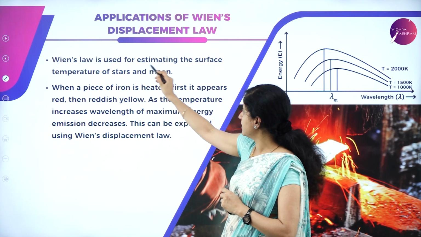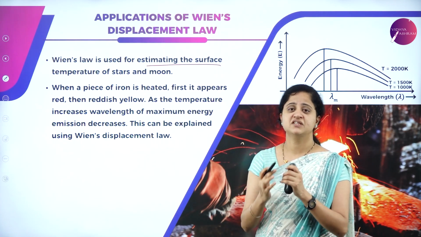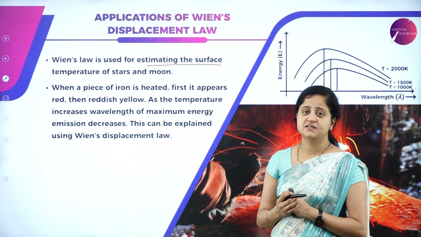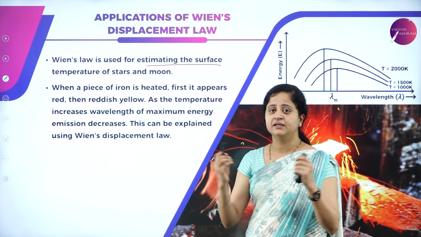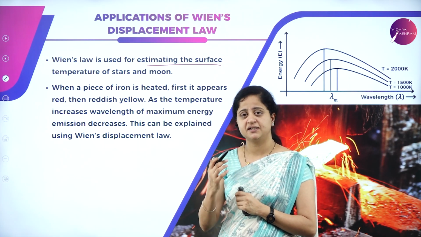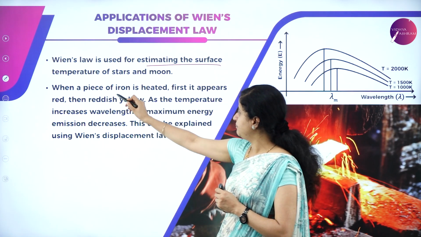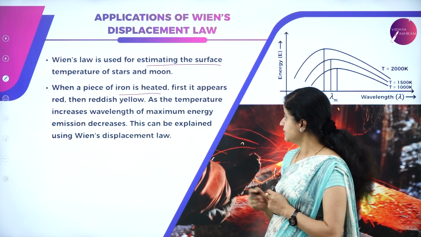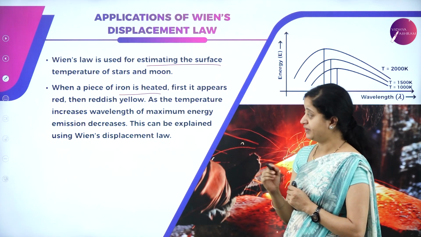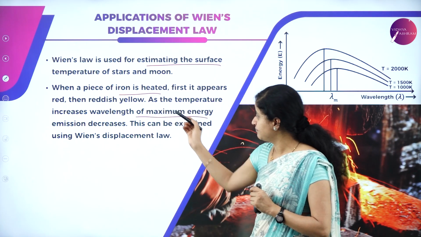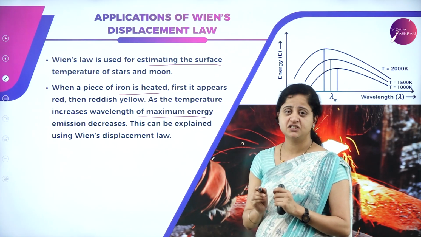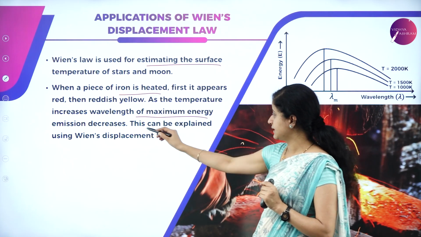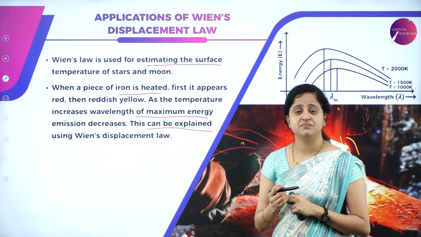It is used for estimating the surface temperature of stars and the moon. This law helps us in understanding the temperature of stars and the moon by knowing the maximum wavelength of the radiation and the absolute temperature. When a piece of iron is heated, first it appears red, then reddish yellow. As the temperature increases, the wavelength of maximum energy emission decreases. This can be explained using Wien's displacement law.